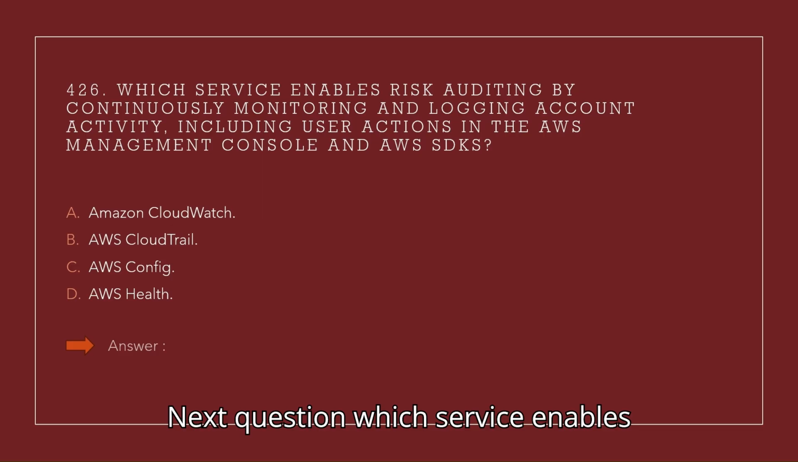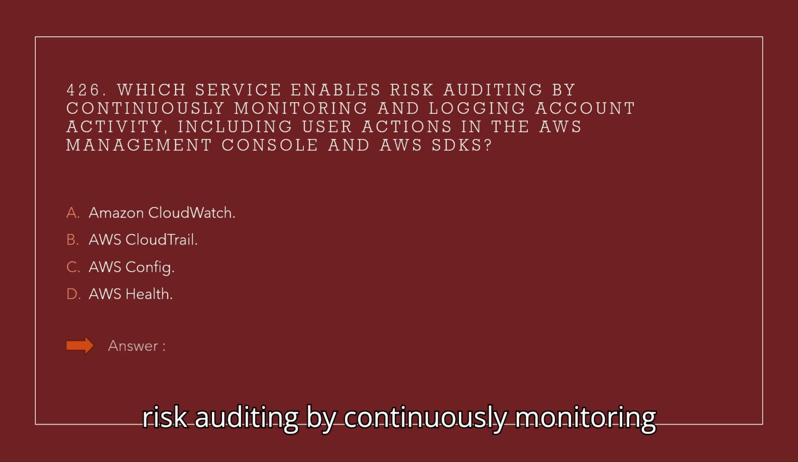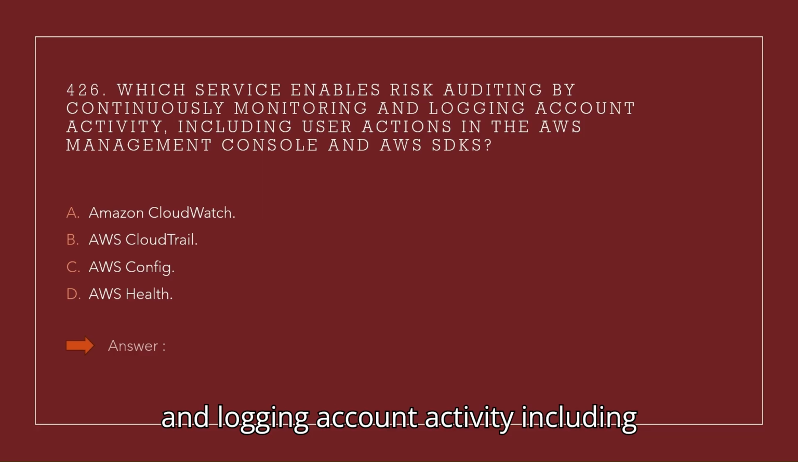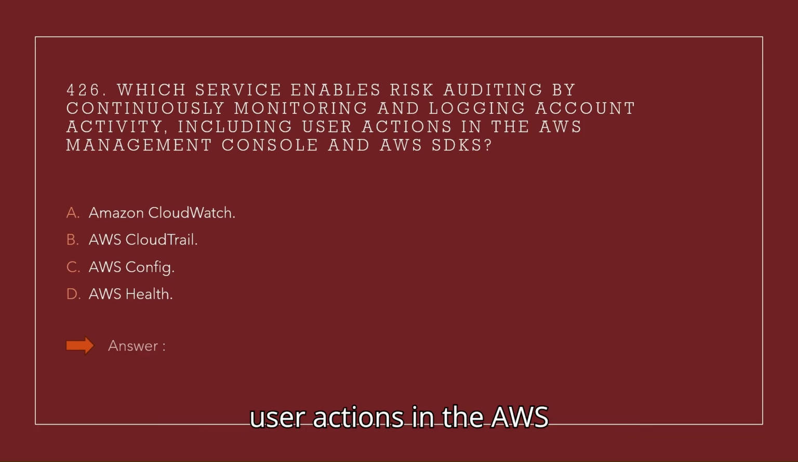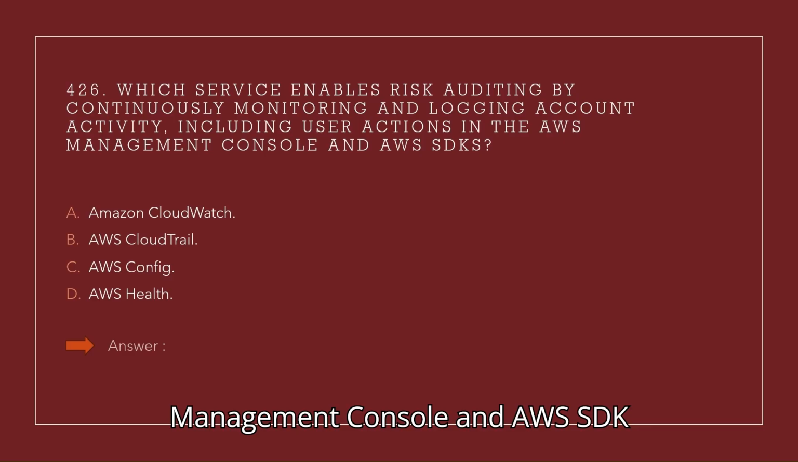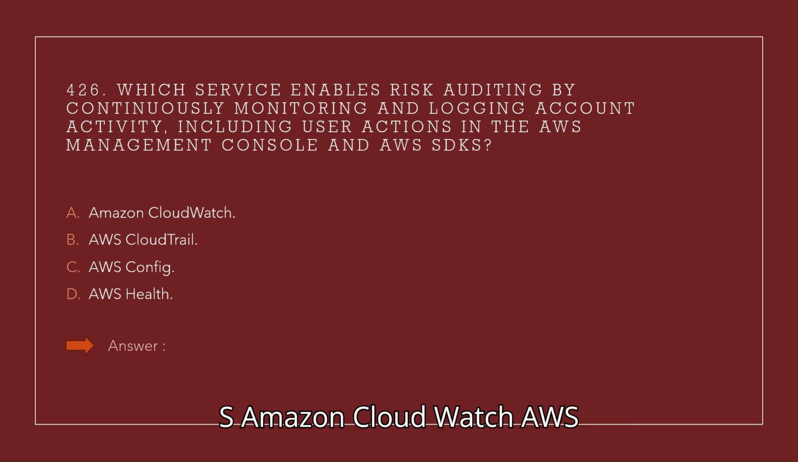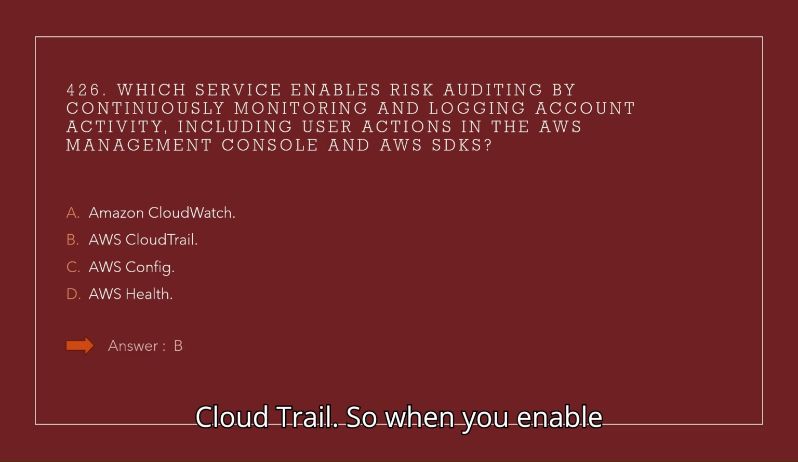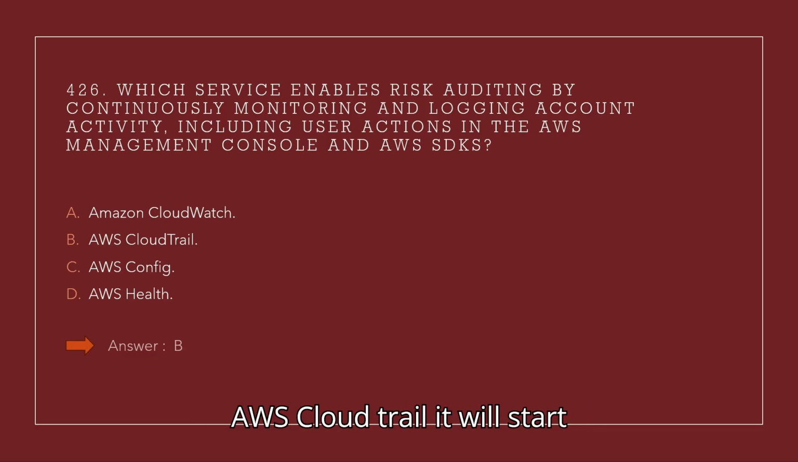Next question. Which service enables risk auditing by continuously monitoring and logging account activity, including user actions in the AWS Management Console and AWS SDKs? Amazon CloudWatch, AWS CloudTrail, AWS Config, AWS Health. So, correct option is AWS CloudTrail. So, when you enable AWS CloudTrail, it will start auditing your APIs and it will also log your API details. Moving on.